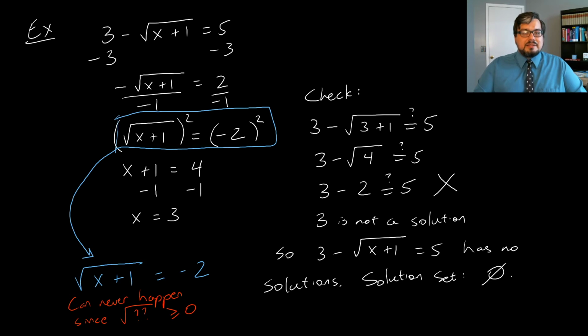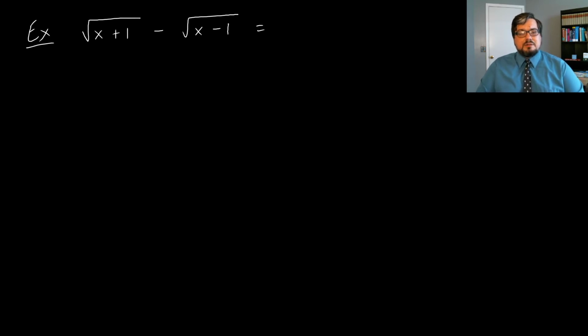All right, the next thing that I want to talk about is what happens when you've got more than one radical in a problem. And this is where it does get a little bit complicated, to be fair. So let's suppose that we have the square root of x plus 1 minus the square root of x minus 1 equals, let's say 4.